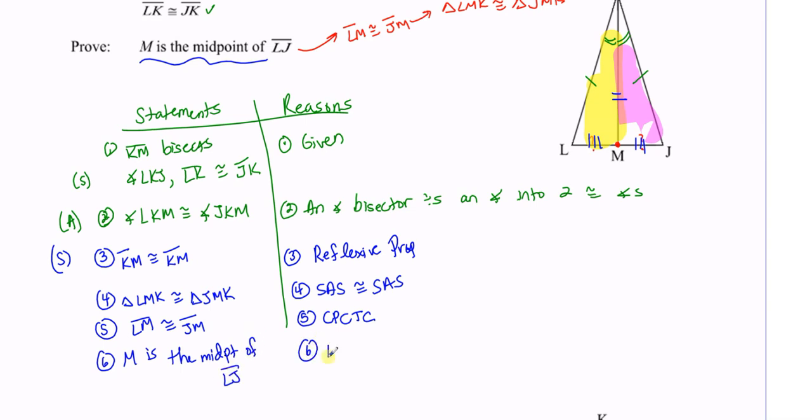The reason for that goes back to our first unit of the year. A midpoint divides a segment into two congruent segments.